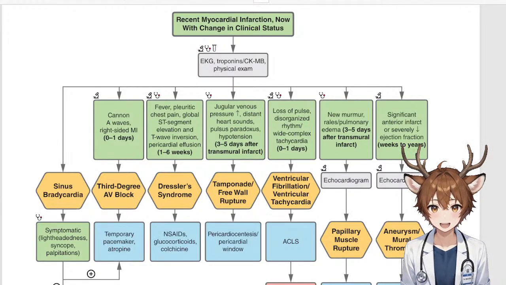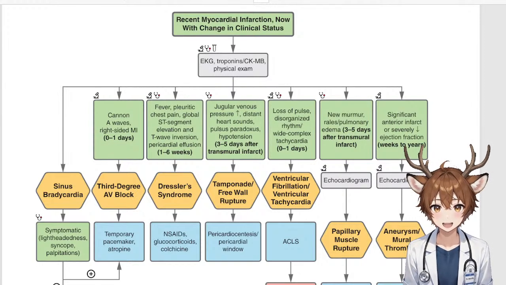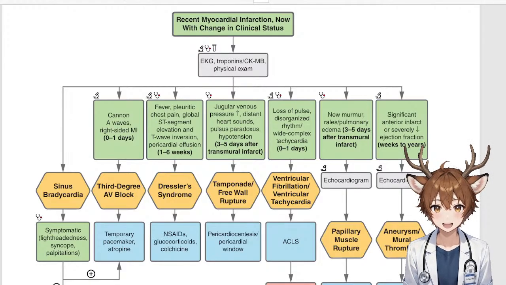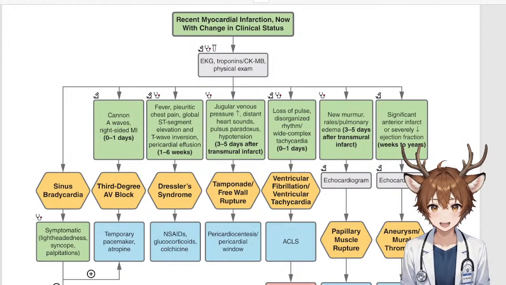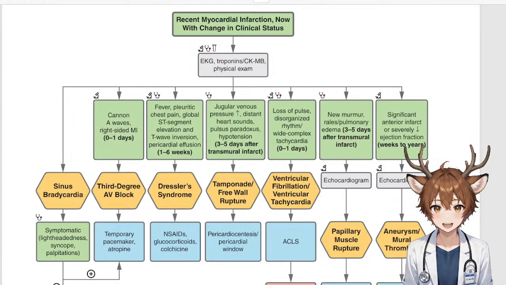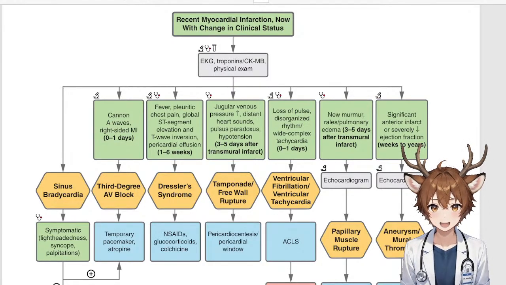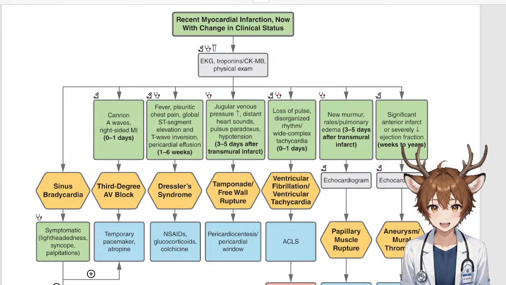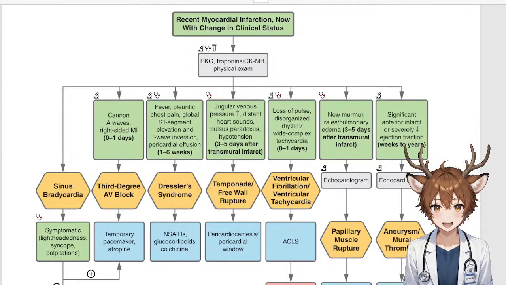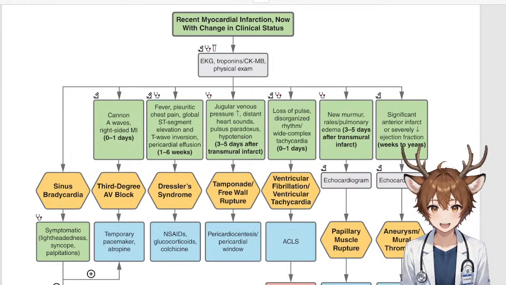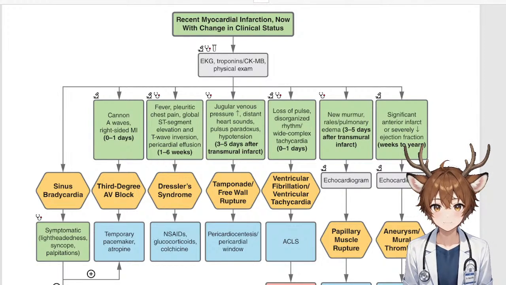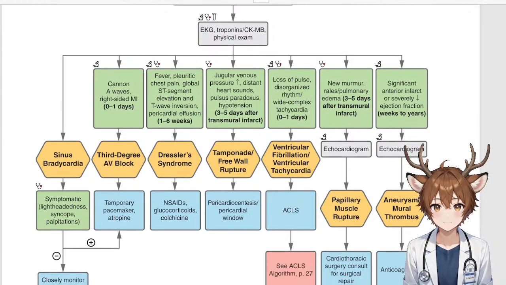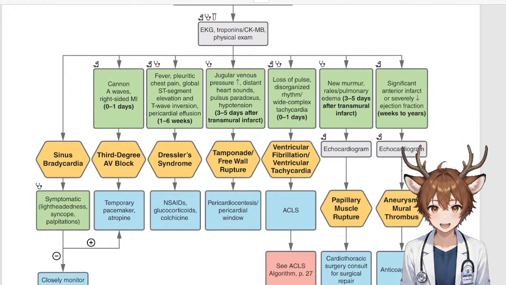What if we have a loss of pulse, disorganized rhythm, wide complex tachycardia, 0 to 1 days? What do we think? VFib, ventricular fibrillation, or ventricular tachycardia. In that case, we should be thinking about ACLS. So ACLS, I just want to confirm what that is because I am not confident in any answer whatsoever. Advanced cardiovascular life support. I would not have guessed that. I'd have to phone a friend, you know, that kind of thing. So, advanced cardiac life support, is that right? It seems to be. In that case, go see the ACLS algorithm, page 27.